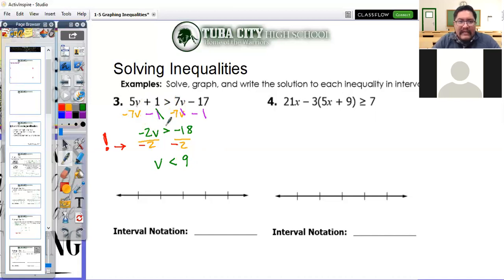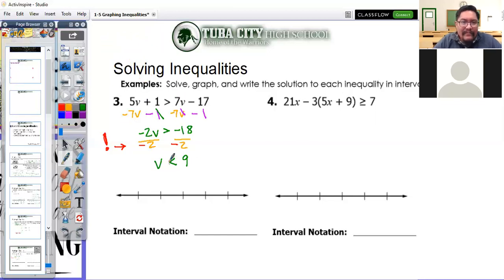So let's plug in v is 9. So this is 5 times v. So 9 times 5 is 45. Plus 1 greater than, and then 9 times 7 is 63. Minus 17. 46 is greater than, and then let's see, 63 minus 17 is 46. Now in this case, it comes out to be balanced. So actually we don't want something that is equal, because in this case, it doesn't tell us anything.